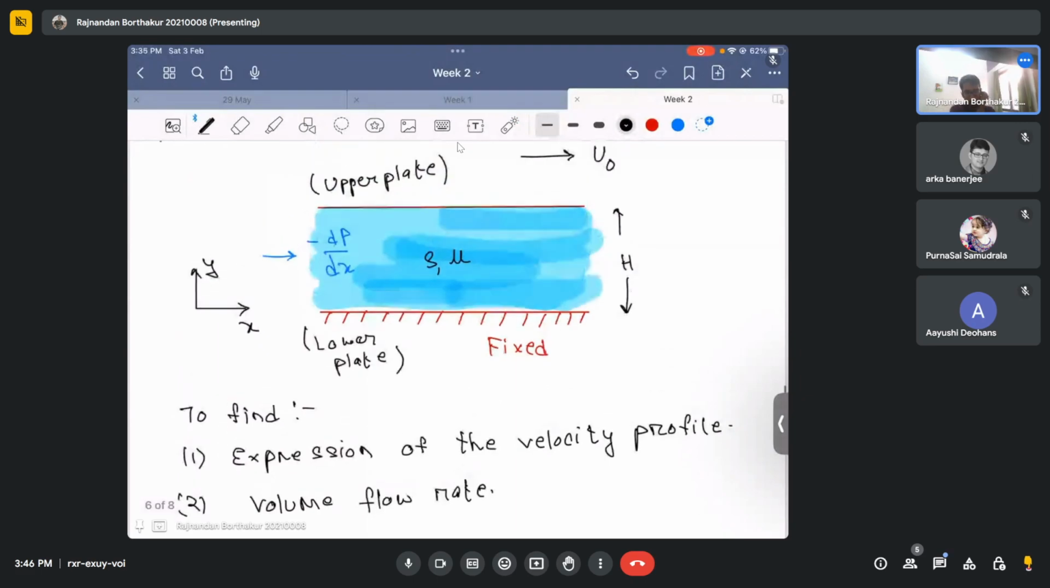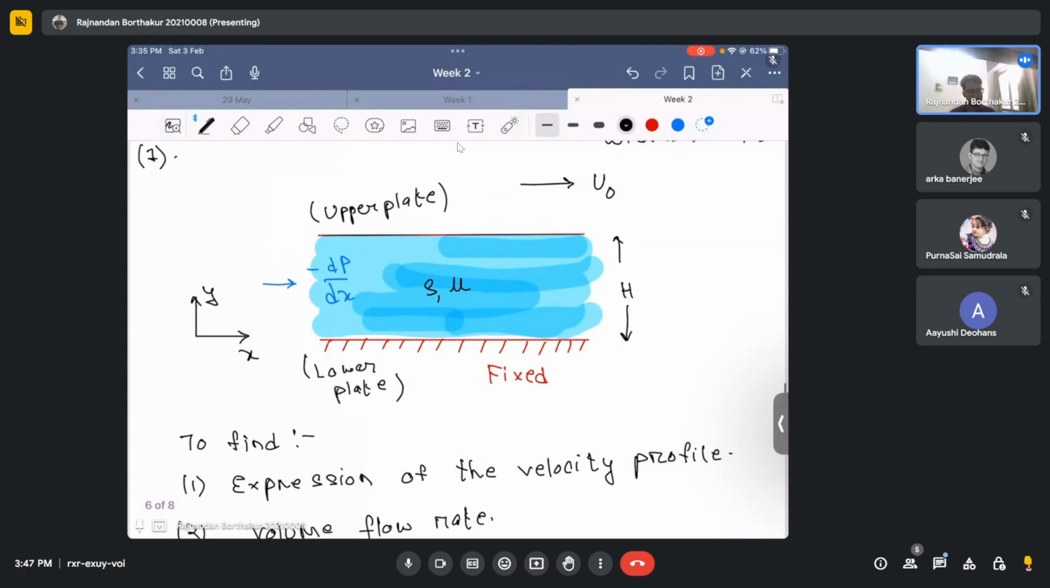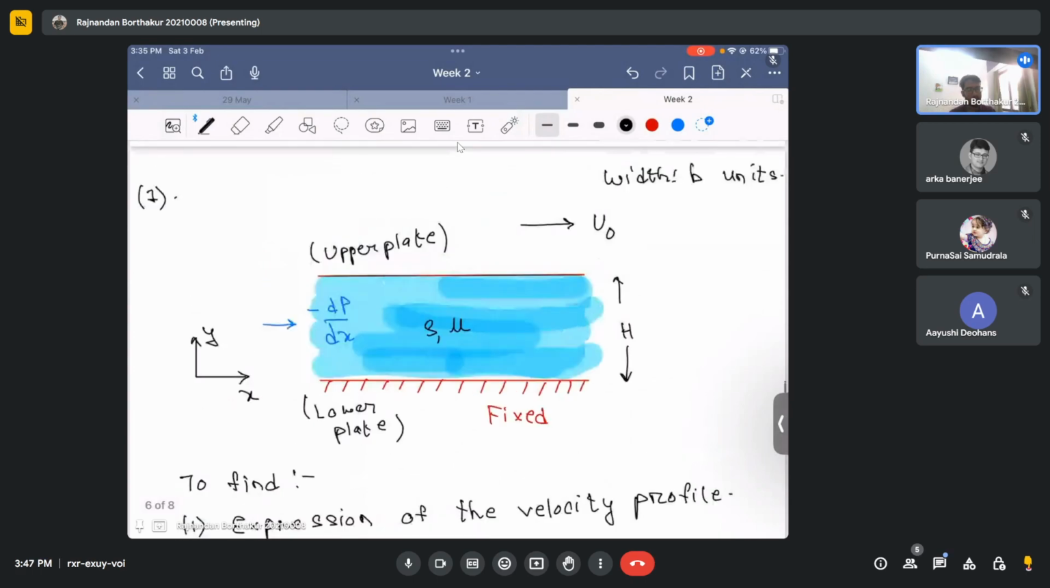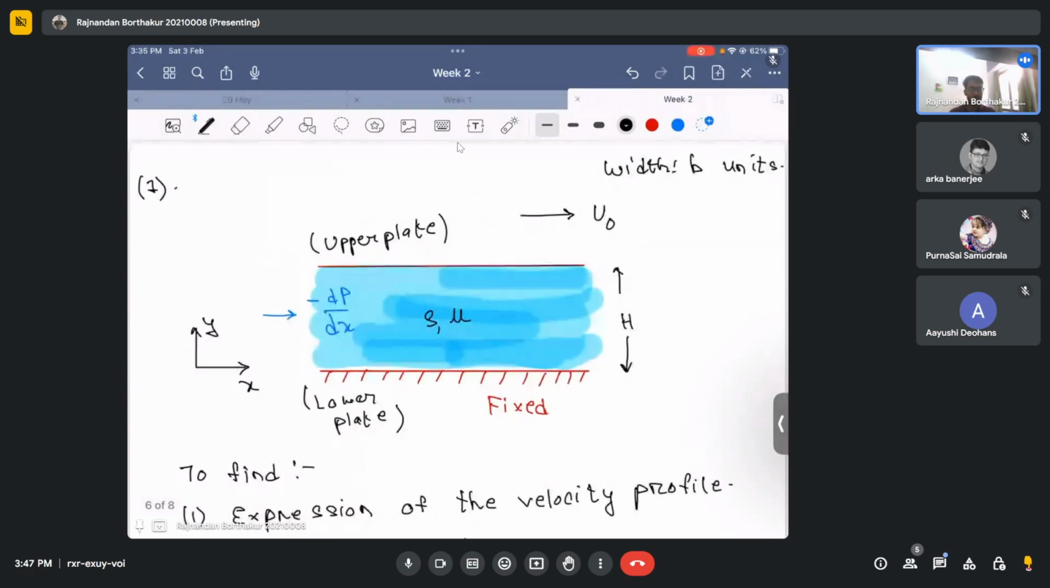So I would stop here for 1 or 2 minutes for you to look at this problem and think about how you will go on and solve this. So we will solve this problem very systematically, starting from writing the assumptions and invoking the assumptions in the Navier-Stokes equation, and then eventually solving the Navier-Stokes equation subjected to the boundary conditions.